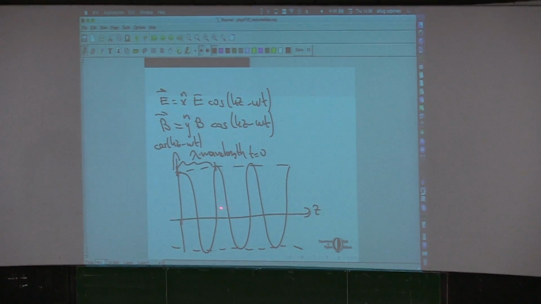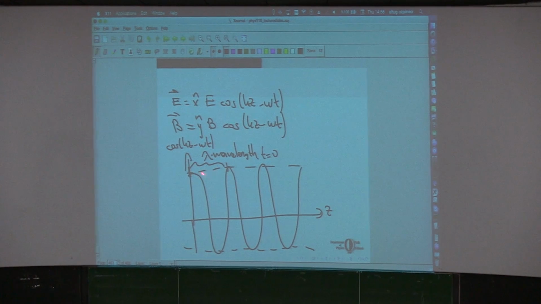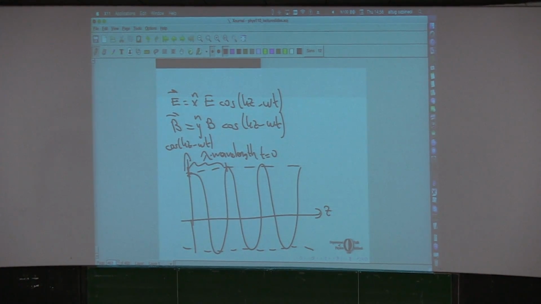Now at t equal to 0, when z is equal to lambda, this cosine is again 1. This is 1, this is minus 1. So that tells me that cosine of k lambda is equal to 1. So k times lambda is either 0, but it cannot be 0, because that would mean lambda is 0, and we know lambda is not 0. So k times lambda should be 2 pi. This is how k and lambda are related. So if you know k, you know the wavelength.